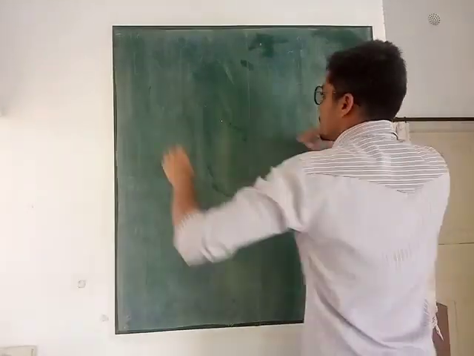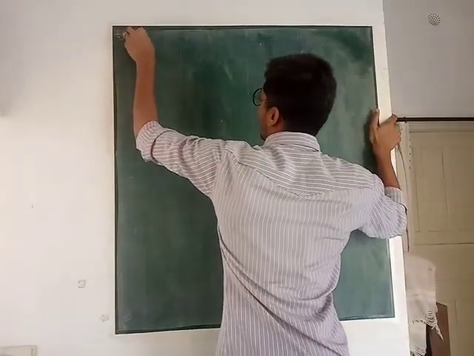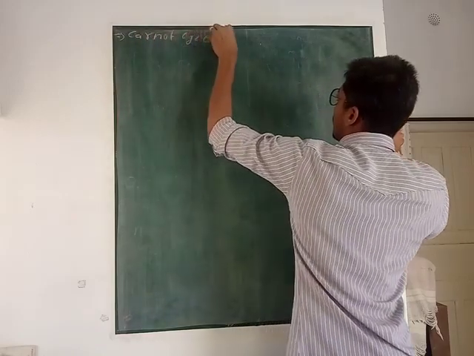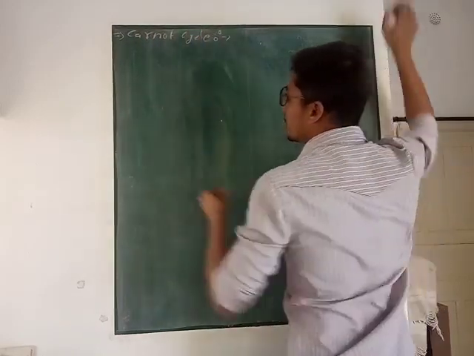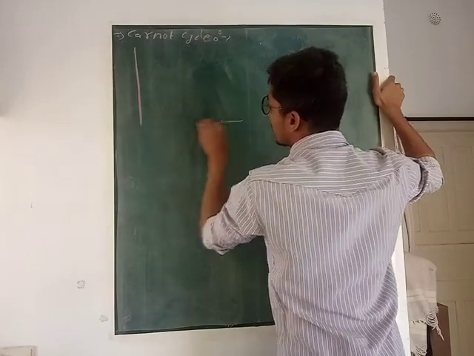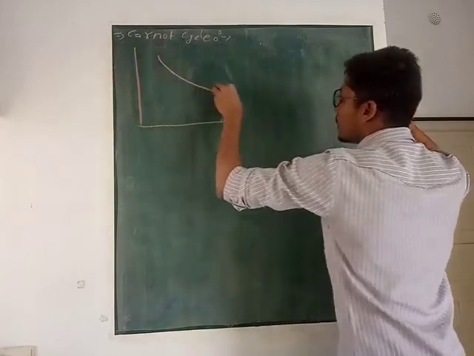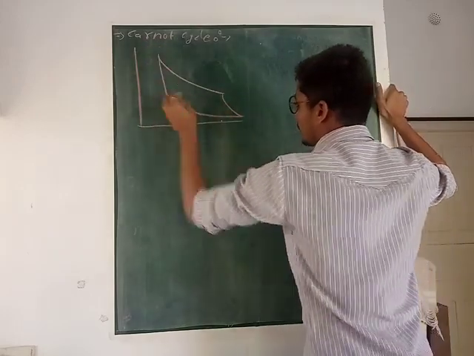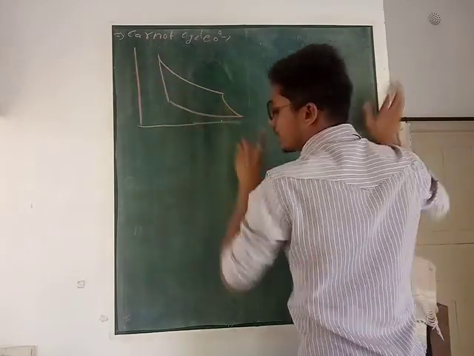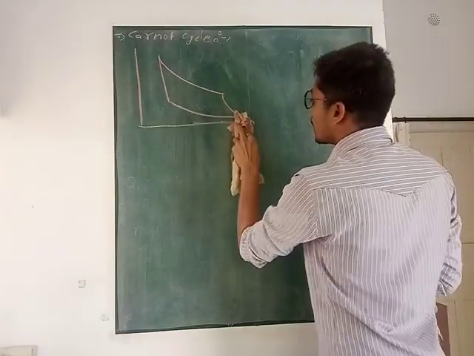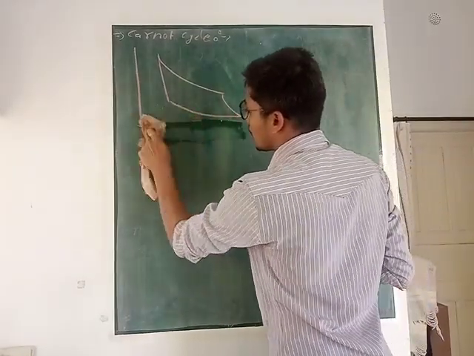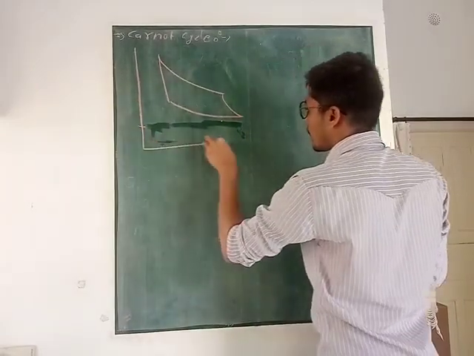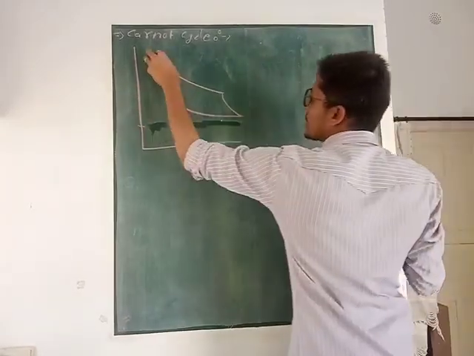Now, first is the Carnot cycle. We have to draw the PV diagram of the Carnot cycle. Here is the PV diagram of the Carnot cycle. I will do it a little bit lower so we can write properly here. Okay, here it is. We can start from here.